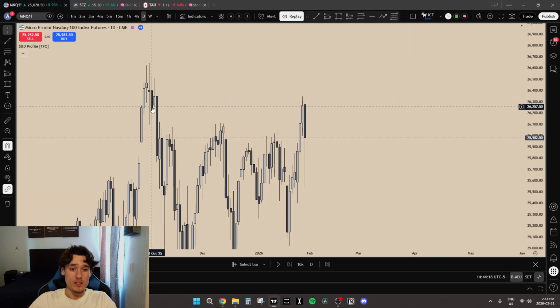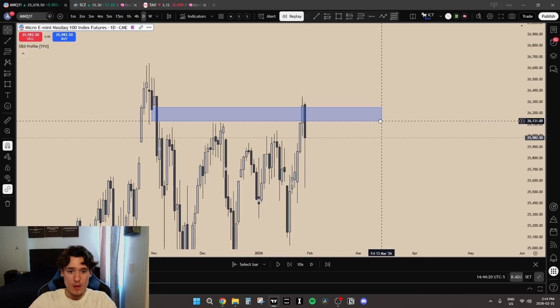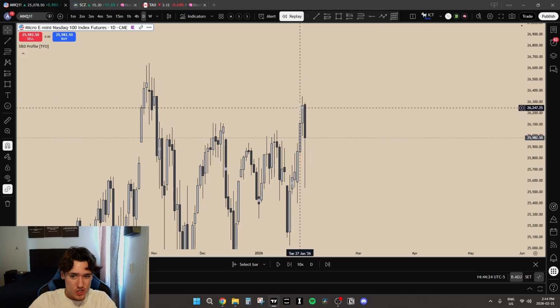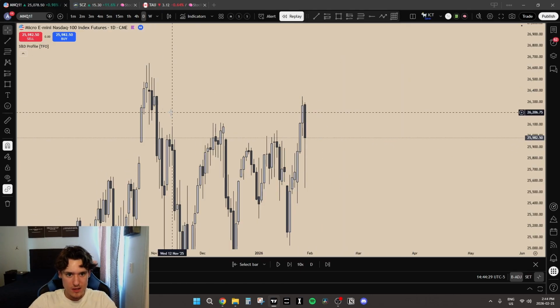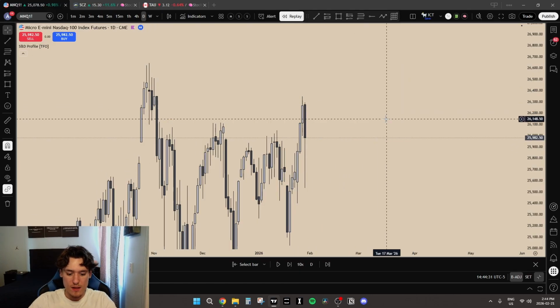Now, another example over here. What do we see on the daily time frame? We are respecting this bearish fair value gap. We can break above it. The second we tried, we had a very quick rejection down. So, keeping this in mind, we're respecting a bearish fair value gap.